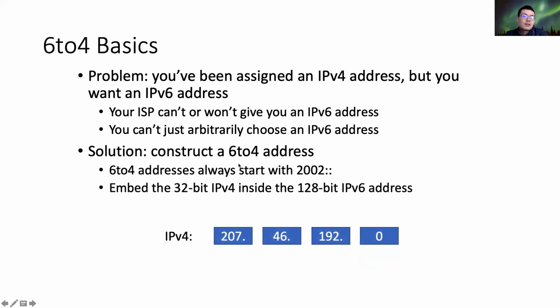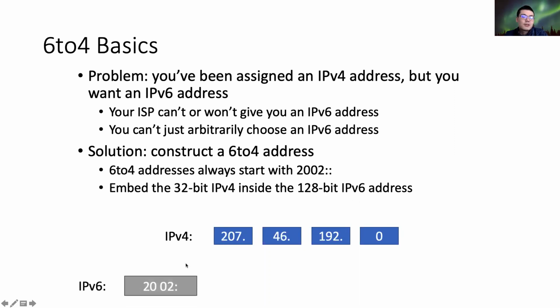Solution is to construct a 6to4 address. So this is a quite unique mapping. Okay, so the first bit, you remember IPv6, the address has 8 segments. The first segment is always going to be 2002. When you see 2002, you know that it's encoded using 6to4, and it embeds this 32-bit IPv4 address, which is illustrated here, inside a 128-bit IPv6 address.